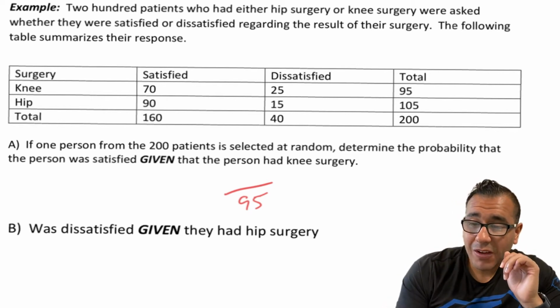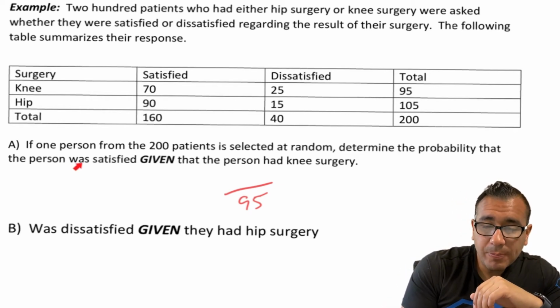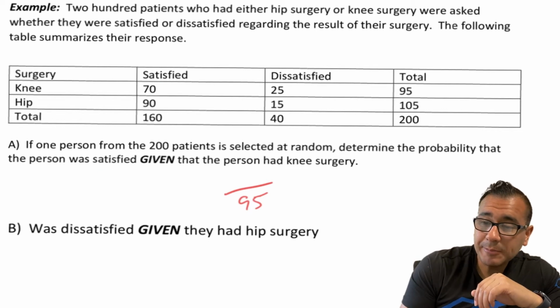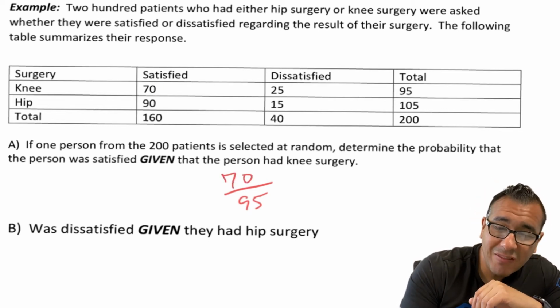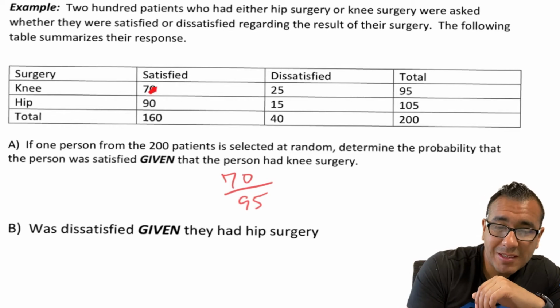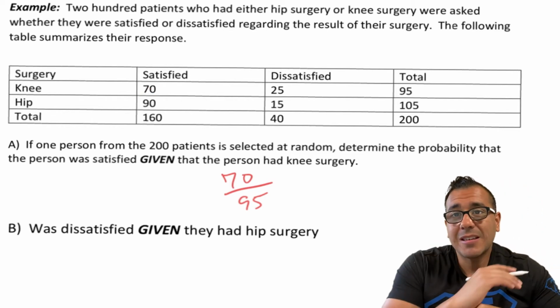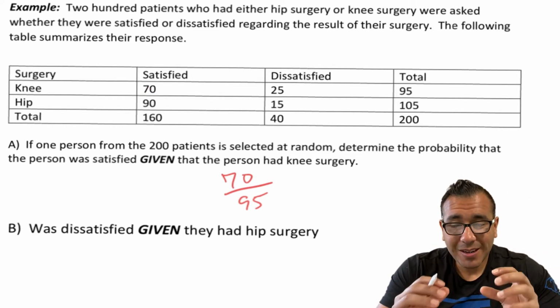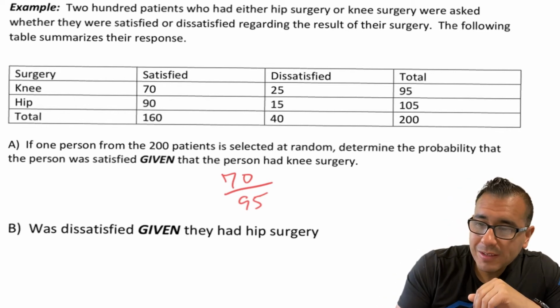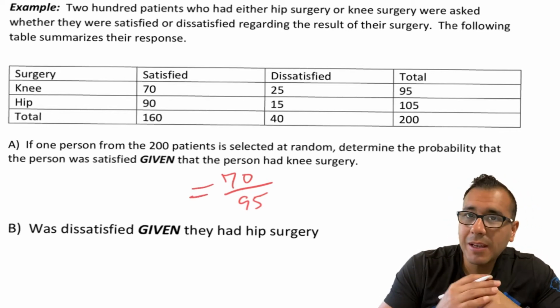So out of those 95 folks, how many of them were satisfied? We see that 70 of them were satisfied. So again, hopefully this is starting to click. Hopefully this is starting to make a lot more sense.